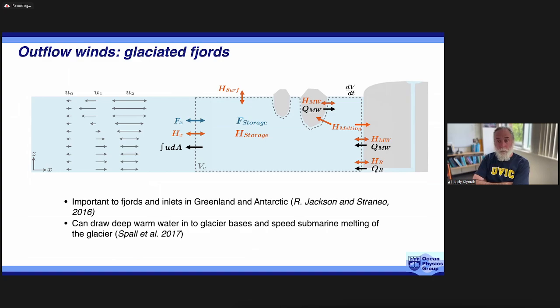We also know that the exchange in fjords is important for glaciated fjords. We're not looking at a glaciated fjord, but people have done similar studies where they're interested in how much heat manages to get into the fjord due to these sort of wind-driven upwelling processes. And there's a very nice paper by Spall. And that has obvious implications for trying to understand melting at the base of the fjord.